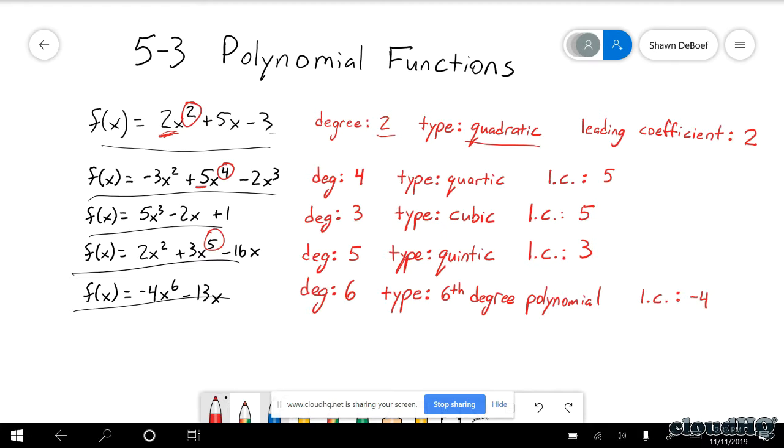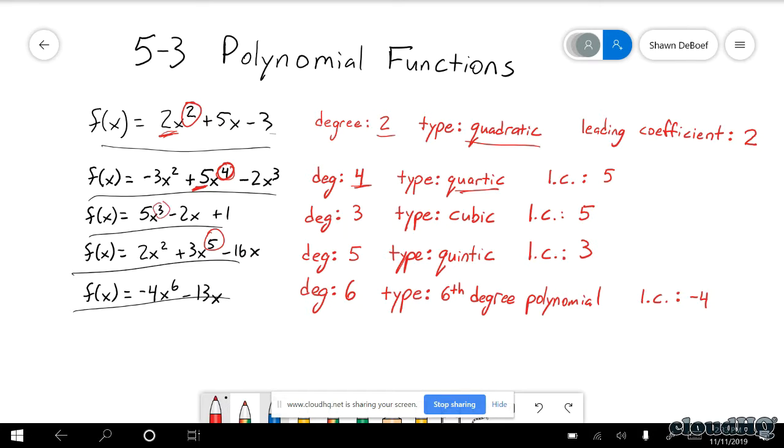The next one was written out of order. Our biggest exponent was 4, so it's a degree of 4. And then that was a new type. If the degree is 4, we call it a quartic. And the leading coefficient is not necessarily the first coefficient, it's the coefficient that goes with that term. So its coefficient, if I rewrote this in the correct form, that would come first to be a positive 5.